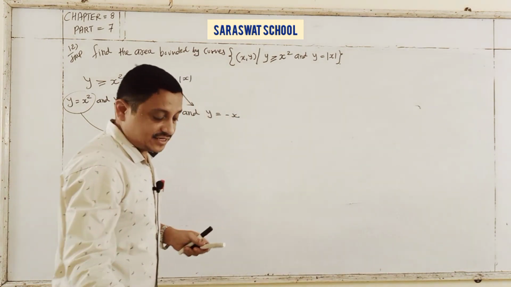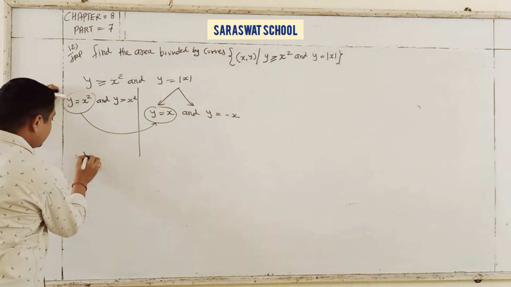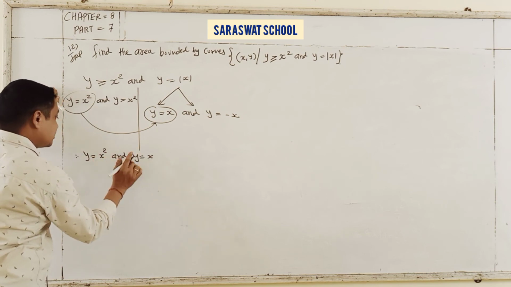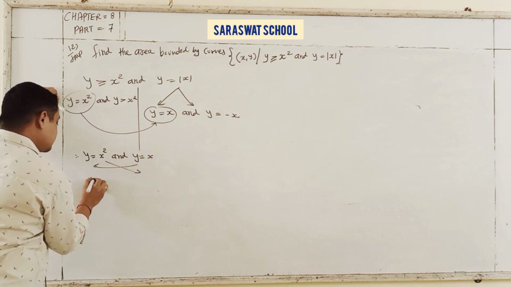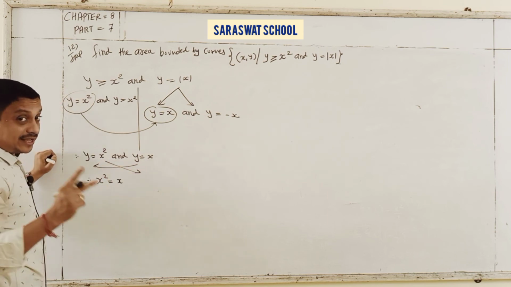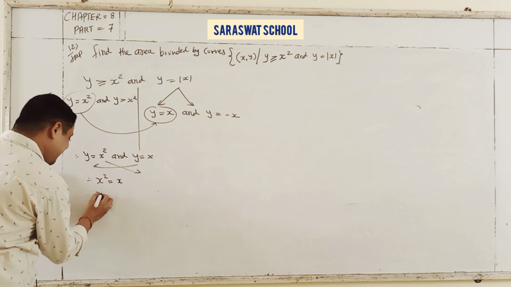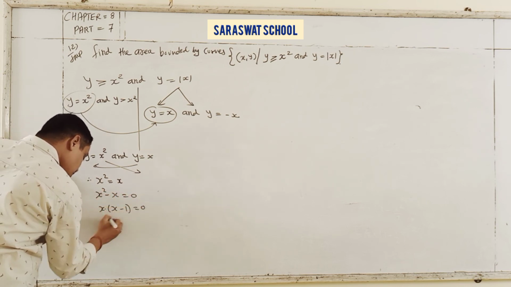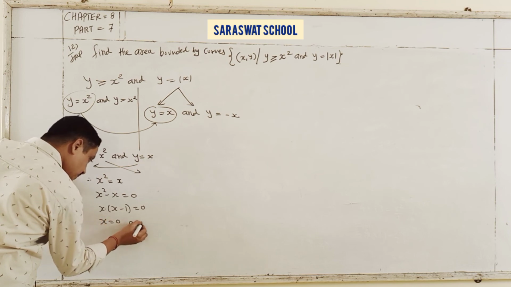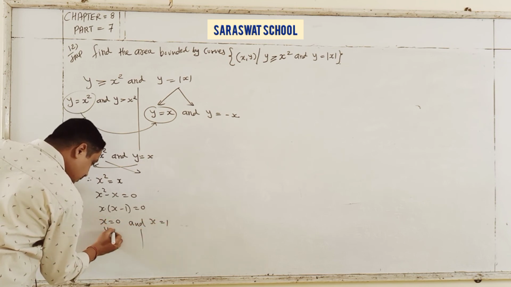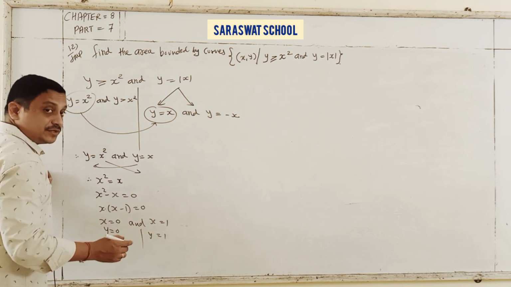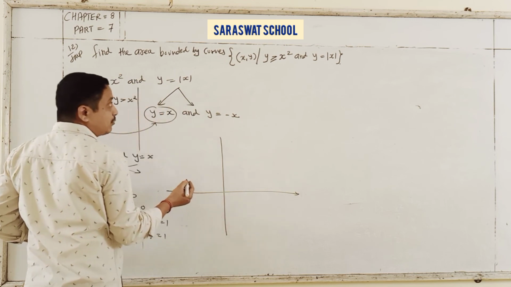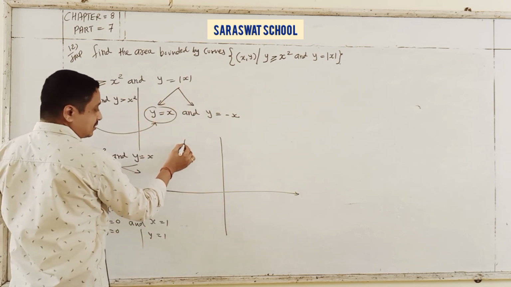So students, first of all, y is equal to x square and y is equal to x. So x square is equal to x. This question I already explained, question number 2, today first of all. So x is 0 and x is 1, definitely y is 0, y is 1. Your drawing is this. This is your parabolic form, y is equal to x square.